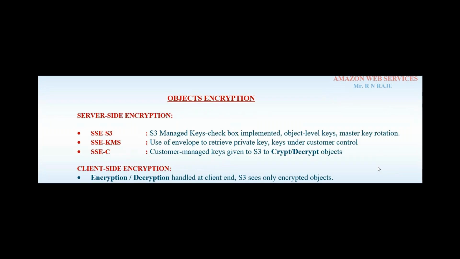And object encryption. If you want to encrypt the objects, then server side encryption is there. Client side encryption also is there. Server side encryption means while uploading objects, the data will automatically be encrypted. Everything is taken care of by AWS. While uploading data, we need to select the encryption options. AWS offers the server side encryption options SSE-S3, SSE-KMS, SSE-C. These three are the options to encrypt objects on the server side.